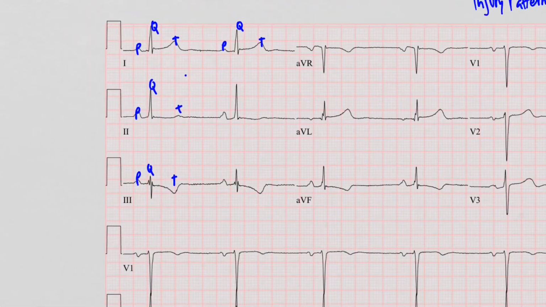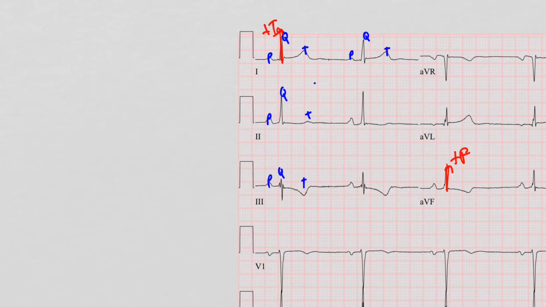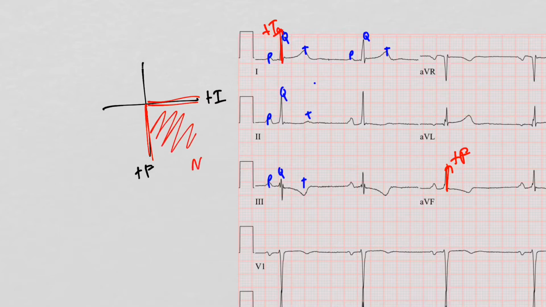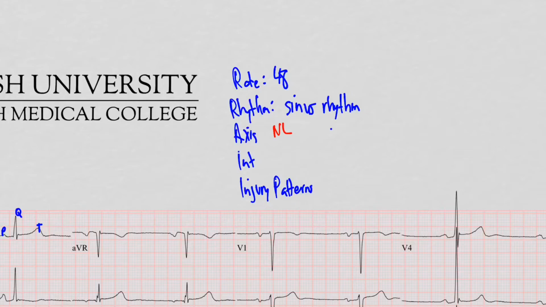Now let's look at the axis. Let's go back to our leads, and we see here that this is mostly a positive one, and F is also mostly positive. So if we were to draw our axes again here, positive 1, positive F, we're in this axis here, normal axis. We'll get some abnormal ones at some point, don't worry.